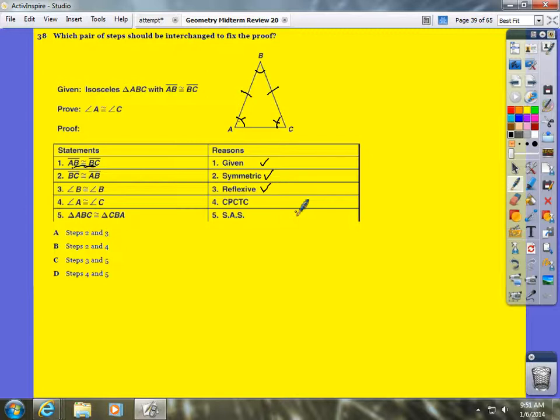Well, first we kind of have to prove that the triangles are equal. So we actually need to flip these two steps. We need to have triangle ABC equals triangle CBA, and then we could say that angle C equals angle B. So that's steps 4 and 5.